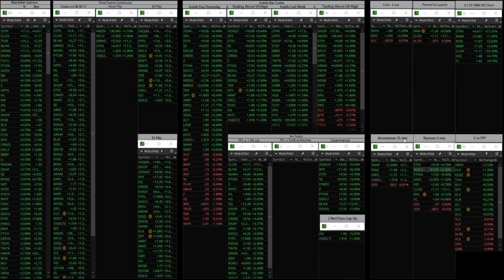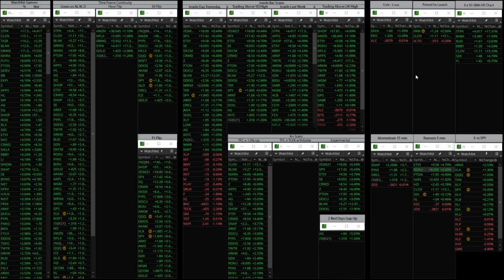These are 2 scans that are just trying to capture the momentum shift on the 15 minute, and trying to catch runners on the 5 minute. So the runners is, I believe, 3 consecutive higher closes on the 5 minute time frame. And these scans in and of themselves, these 4 scans, the TLVX, the prime for launch, the momentum, and the runners, aren't necessarily meant to be used on their own, but kind of in combination with everything else.